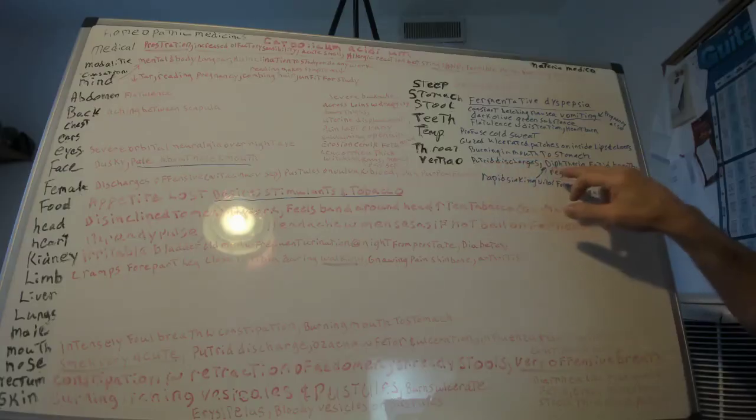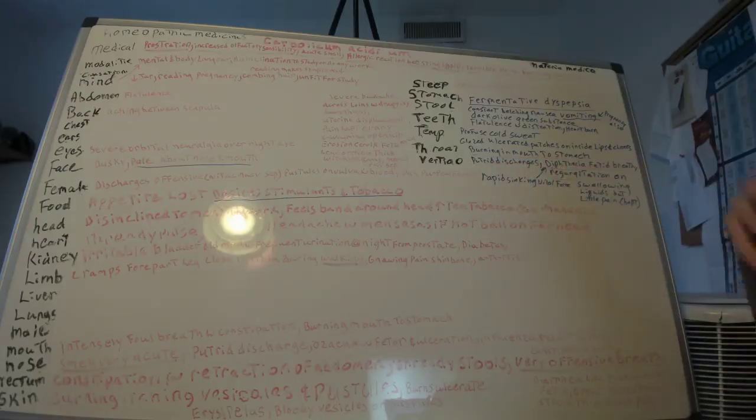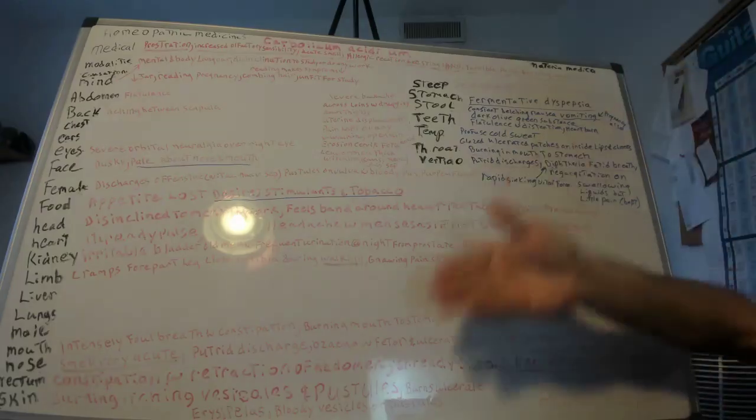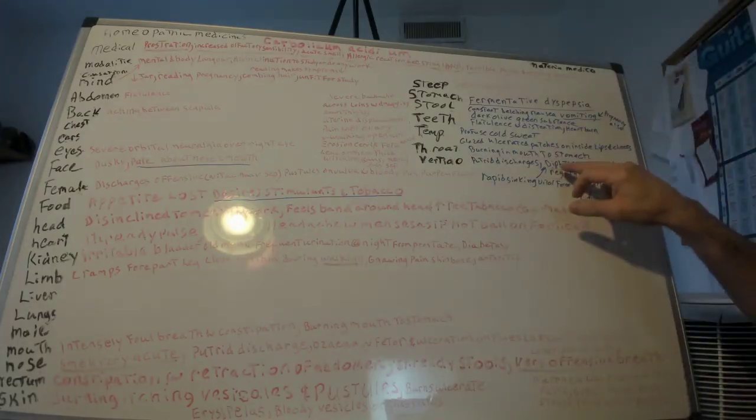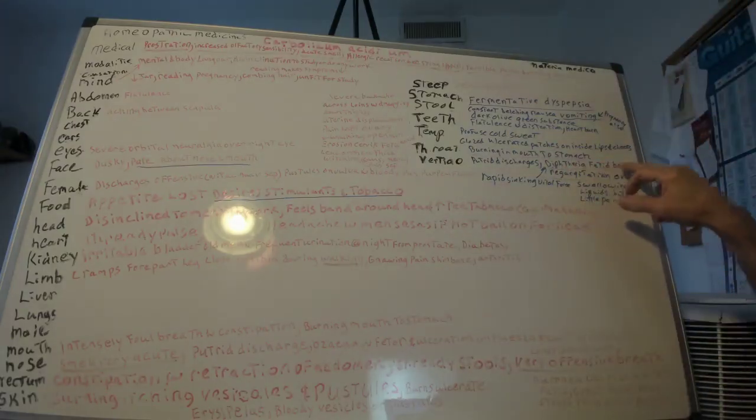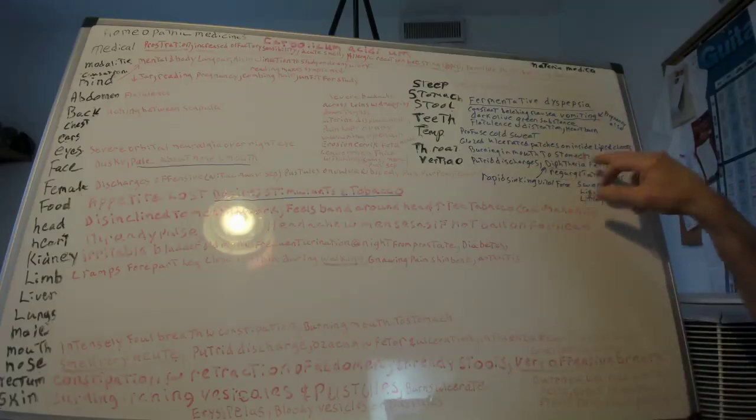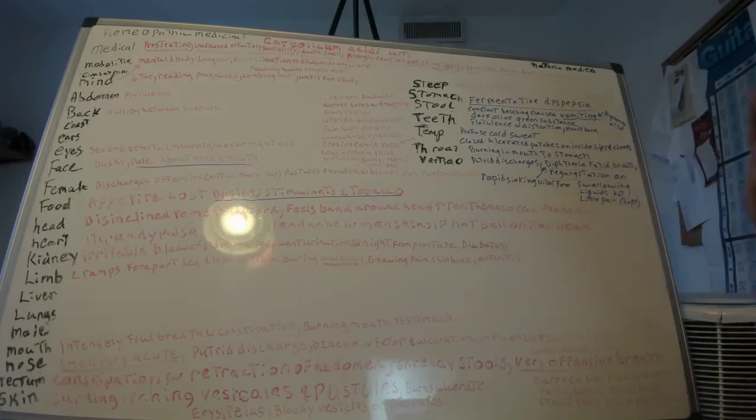Putrid discharges from the mouth, from the throat, and the mouth, and everywhere. Diphtheria with fetid breath. So diphtheria is a bacterial infection in the throat with smelly breath.